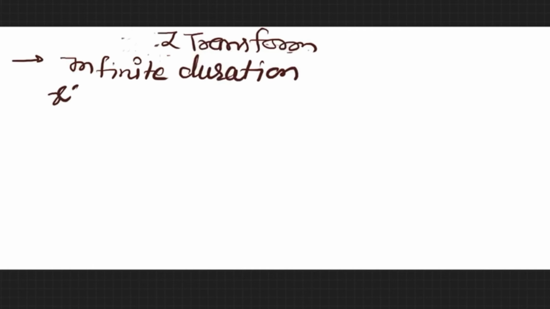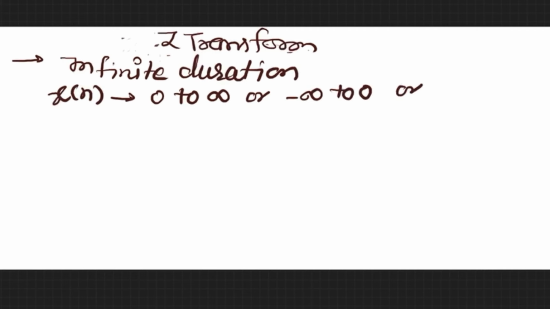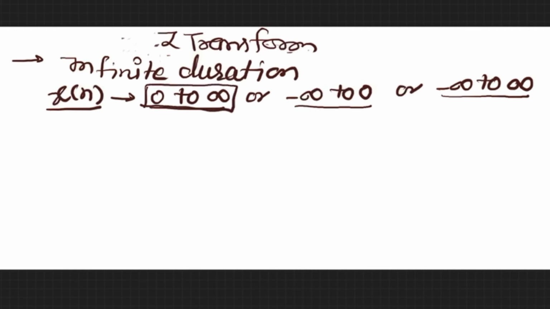So either your discrete time signal x[n] exists from 0 to infinity, or minus infinity to 0, or minus infinity to plus infinity. So we can get these three types of signal. If it exists from 0 to infinity, that means it is on the positive side only. And if the signal is on the positive side only, then it is a causal signal.